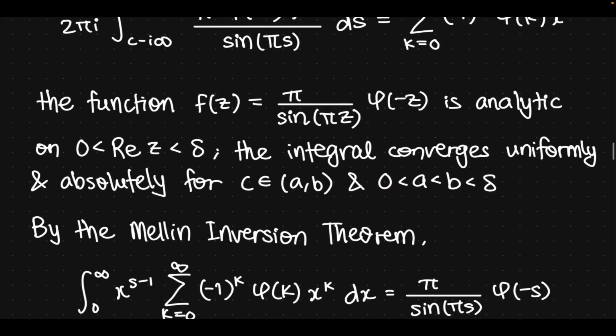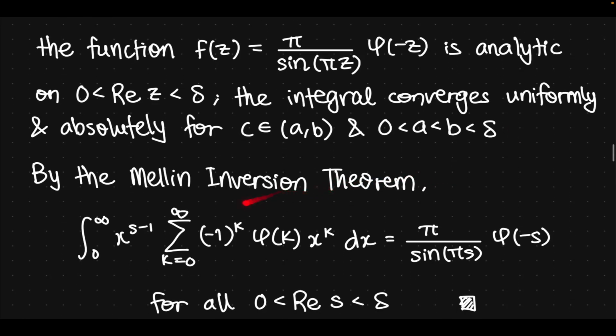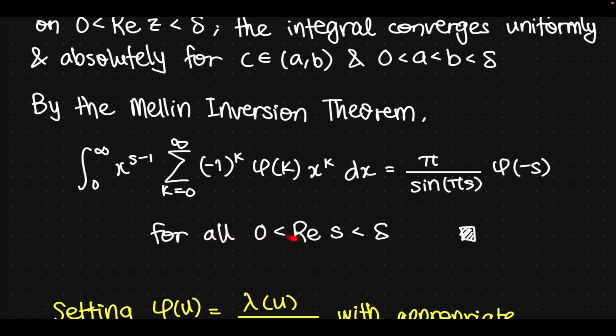Then we can conclude by the first recap Mellin inverse theorem that I mentioned, that the Mellin transform of this infinite series, so the Mellin transform is the integral from 0 to infinity of x to the s minus 1 times the sum from k equals 0 to infinity of minus 1 to the k phi of k x to the k dx, is just going to be pi over sine pi s phi of minus s for all real part of s greater than 0 and less than delta.